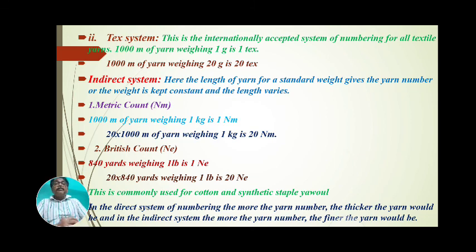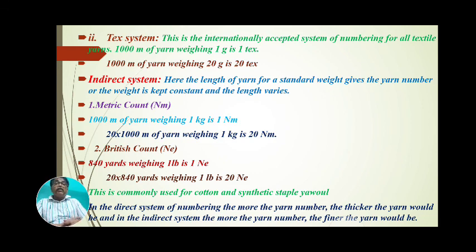Again in the indirect system, first is the metric count system, that is NM. In this metric count system, 1,000 meters of yarn weighing 1 kg is 1 metric count, that is 1 NM. NM means metric count. Then 20 times 1,000 meters of yarn weighing 1 kg is 20 NM, which is called the metric count.